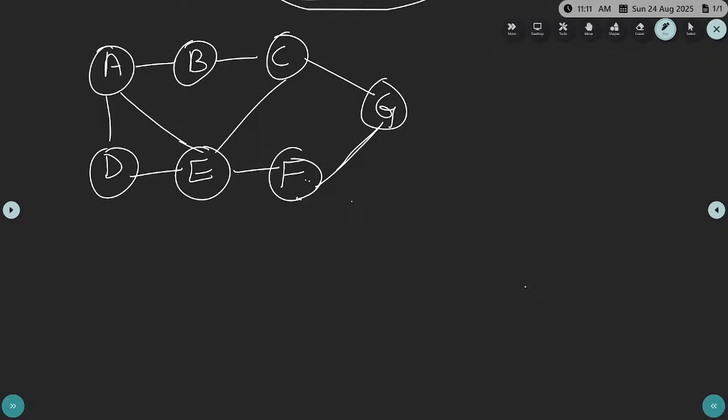Now which is the root node here? A is the root node. Now how should I find BFS for this? How should I find? Tell me. Where should we start? As it is BFS, what should I do now? There cannot be multiple roots.